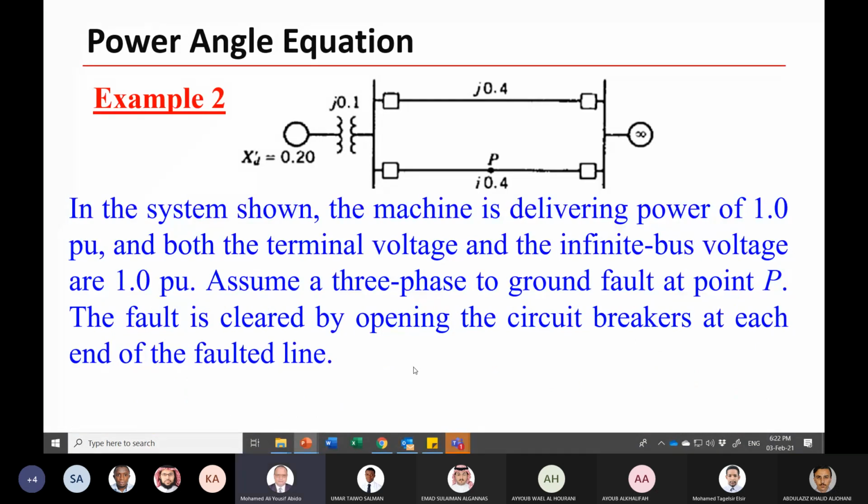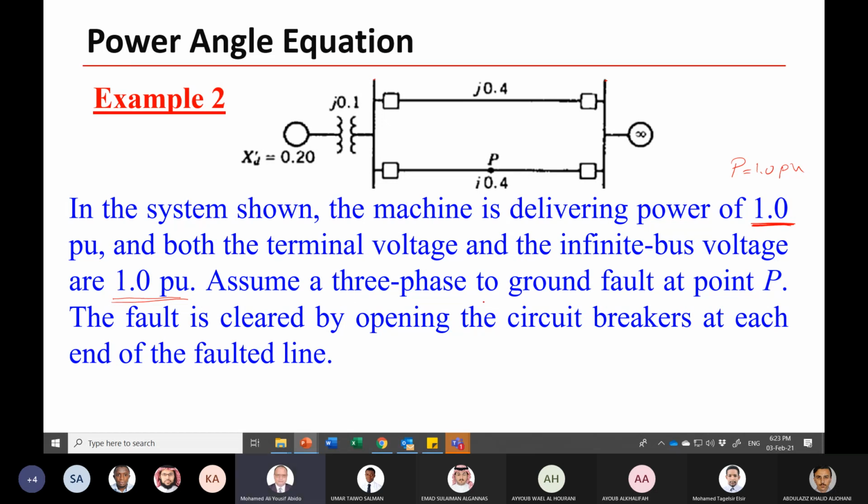Right. Let us see this example. In the system shown, the machine is delivering 1 per unit. Both the terminal voltage and the infinite bus voltage are 1 per unit. This is the terminal voltage here, and this is the infinite bus voltage. These voltages have magnitude equal to 1 per unit. These are magnitudes, of course; you can take one of them as your reference and the other one has an angle.